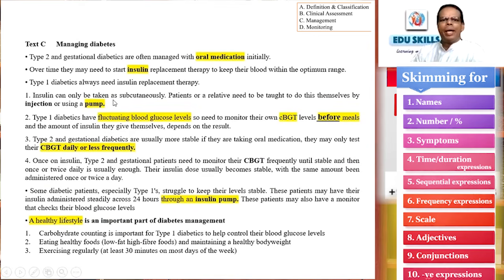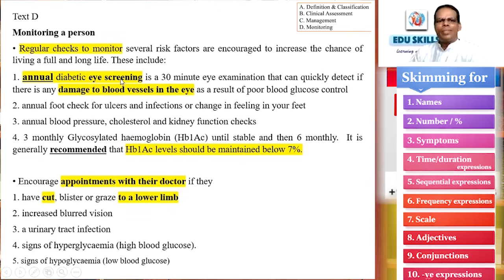Now again, managing diabetes. What is the most common medication? It's oral medication. Then you have the insulin. And a device was asked: pump, or using a pump. Yes. And the fluctuating blood glucose level before meals, CBG before meals. When there is a chronological approach, usually there is an answer: before, after, next, another, all those chronological expressions, or less frequently. Through an insulin pump, device. Yes, device.